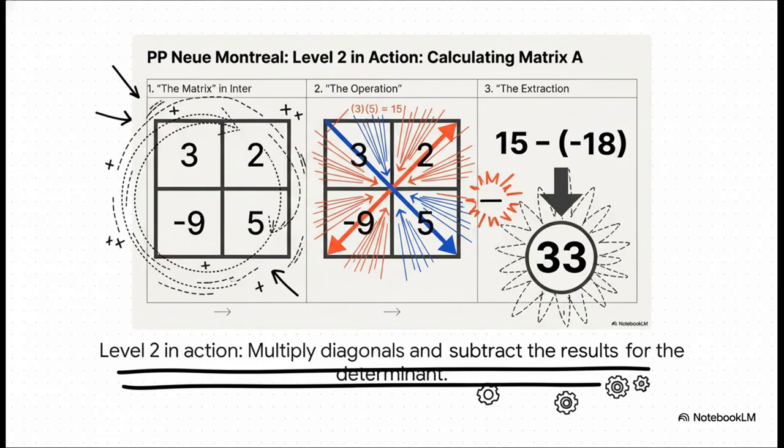So we've got our matrix here. The positive diagonal is 3 times 5. That's 15. The other diagonal is 2 times negative 9, which is minus 18. Now the key is we subtract the second one from the first. 15 minus negative 18. And you know that double negative becomes a positive, right? So that gives us our final extracted determinant of 33.